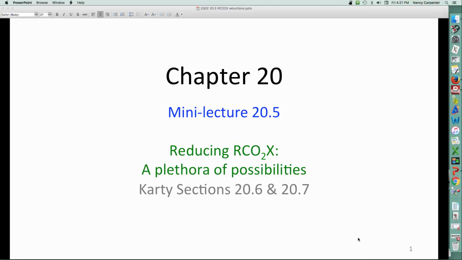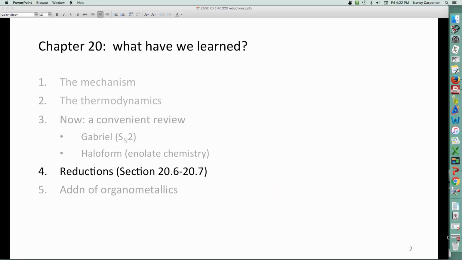So as we're going through this new chapter with carboxylic acid derivatives, I sure hope that you are seeing the strong parallels with what we saw when we went through the reactions of aldehydes and ketones, because we're pretty much doing the same order of things. This mini lecture is going to be looking at the addition of hydride reducing reagents, and then the next mini lecture will be looking at the addition of organometallics, Grignards and organolithiums. So kind of more of the same, just with a twist maybe.